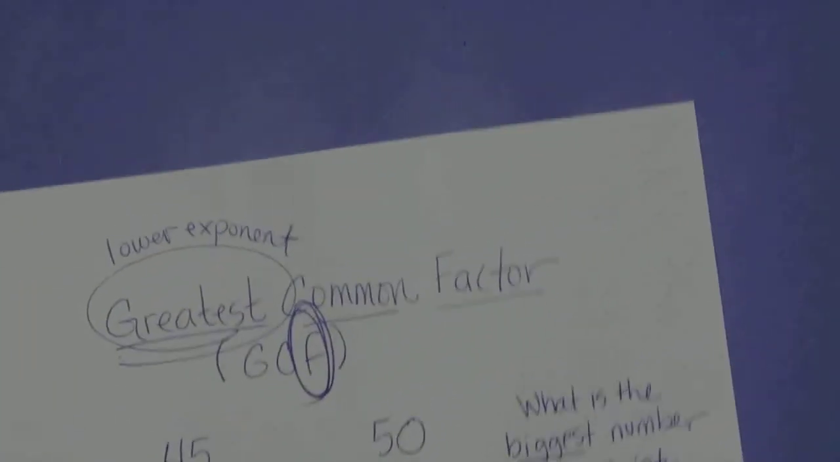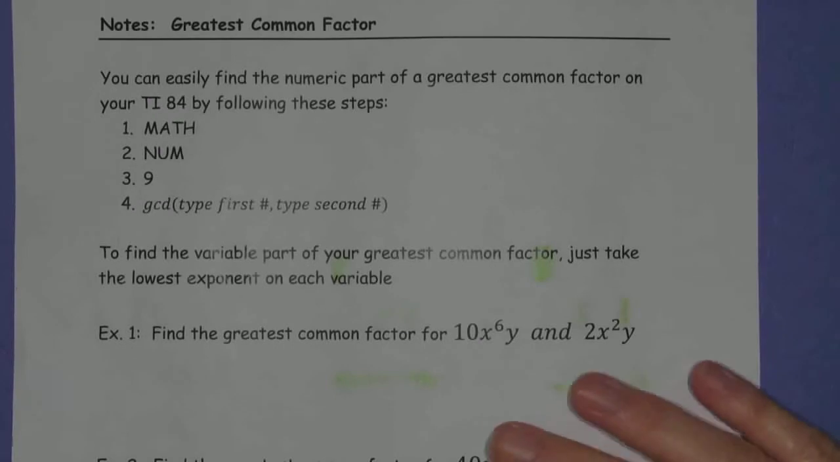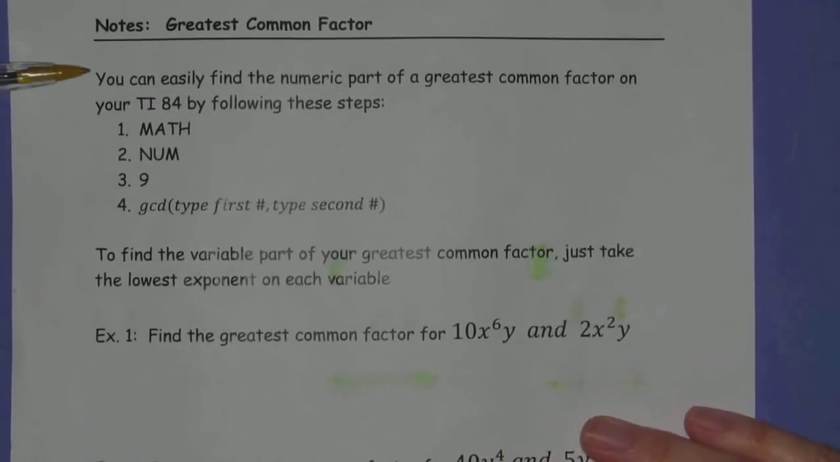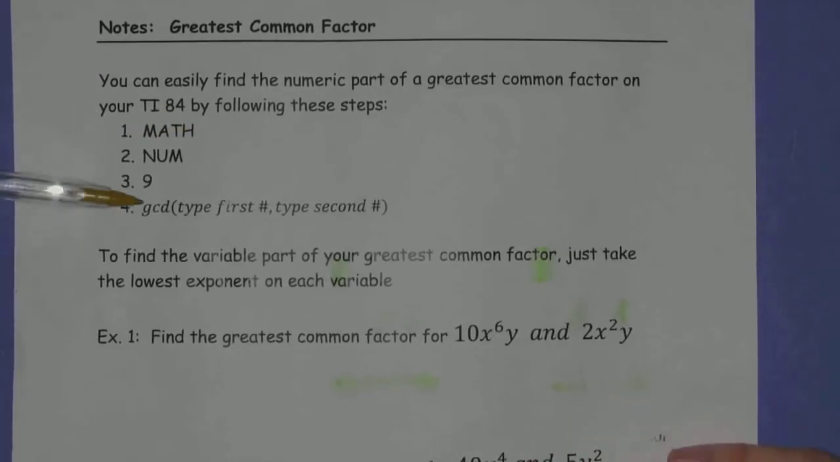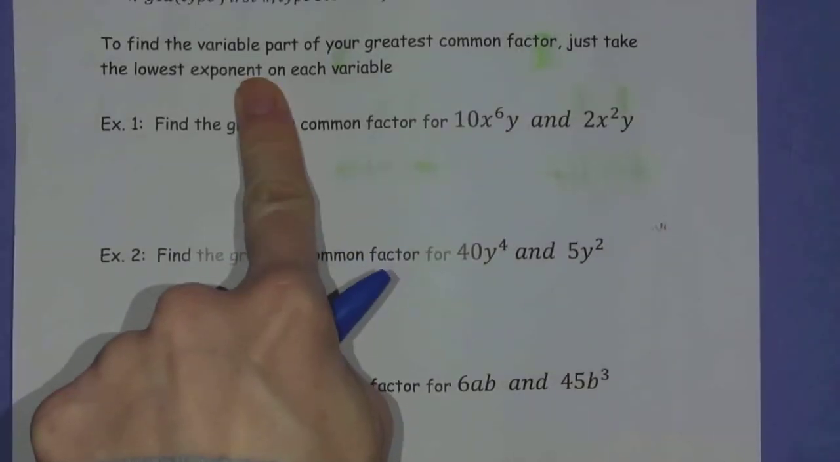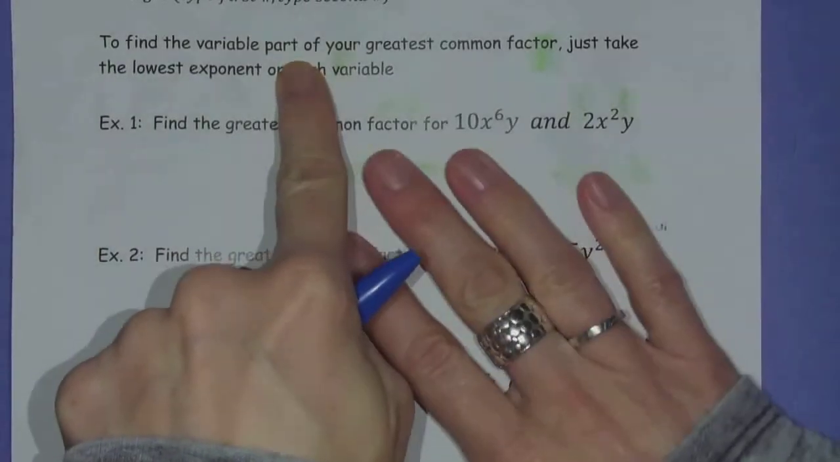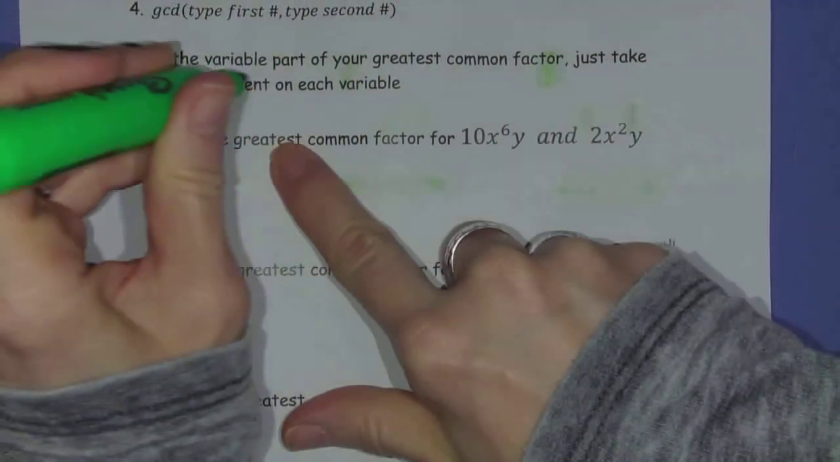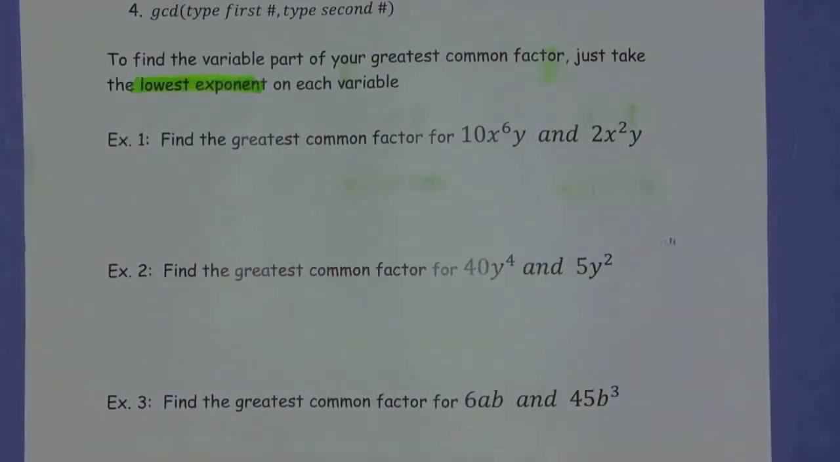Okay, so let's turn this over and finish up our note sheet. It will go really fast now. Okay, so it says here, you can easily find the numeric part of a greatest common factor on your TI-84 by following these steps. I've already shown you those steps, so let's move on. I've also already spoken to this. To find the variable part of your greatest common factor, just take the lowest exponent on each variable. So here we go.